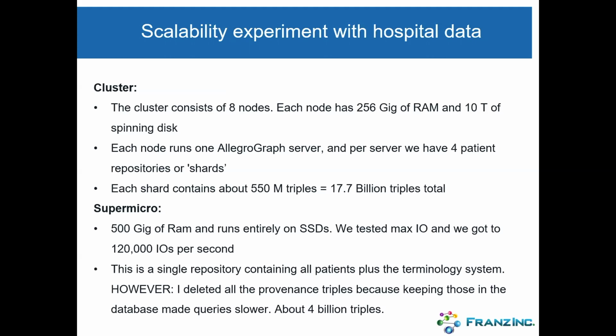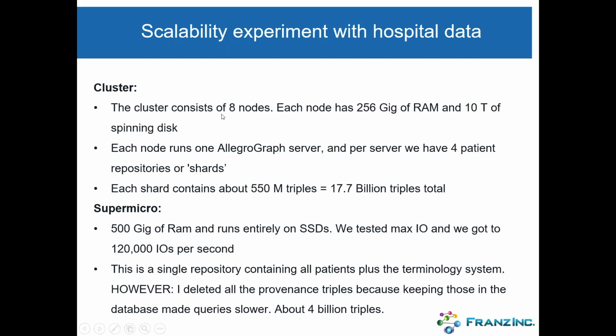Well, we've done a lot of testing with this, and let me give you one simple example. Say we have patient data, and we worked on a cluster consisting of 8 nodes, and each node had 256 gig of RAM and lots of spinning disks, very slow. Each server runs one AllegroGraph server, and per server we had four shards. Each shard contained about 550 million triples, so we had 17.7 billion triples in total.